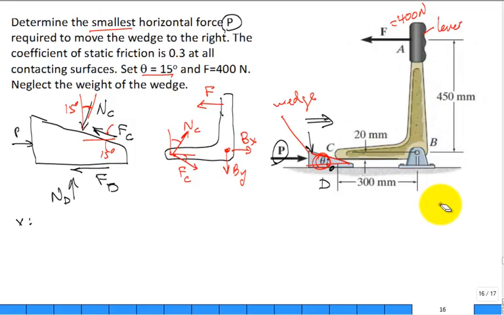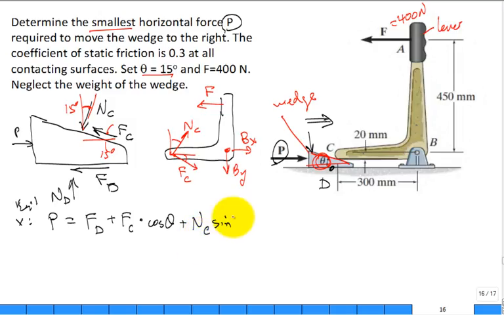All right. So now we can go and do our equilibrium equation. Sum of the forces in the X, what does that give us? P is pushing in the positive X. What's resisting? We have the frictional force at B. We have the frictional force at C, but we have that cosine of the angle, 15 degrees, to pick off that component. And then we have one more, the normal force at C times the sine of 15 degrees.